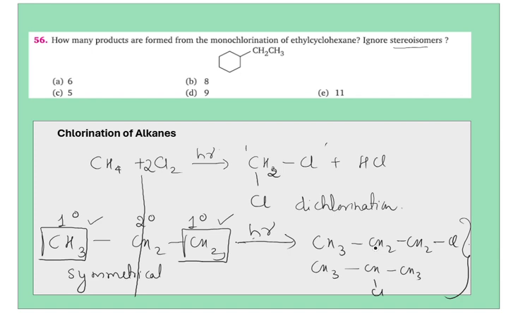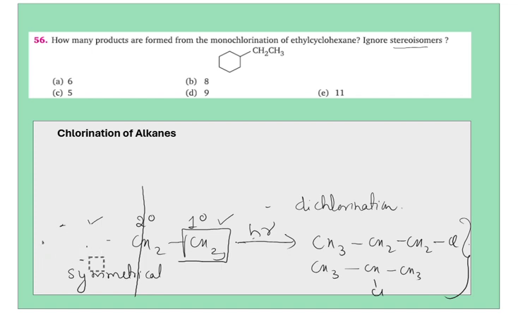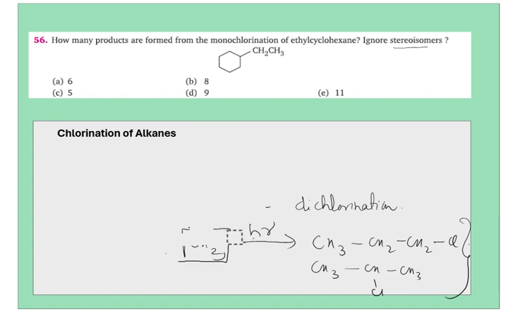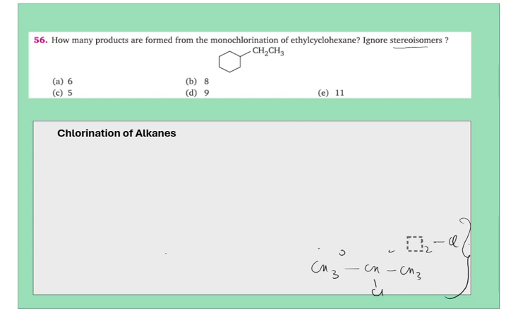The question is how many products are formed. So in order to understand this, you should know how to count different types of hydrogens, whether you are replacing primary, secondary, tertiary hydrogen is important. In the given question, you're supposed to predict the products for ethyl cyclohexane. The ethyl cyclohexane structure is already given. Even if it is not given, you should know how to convert ethyl cyclohexane, the IUPAC name, to its structure. So let's write down here.